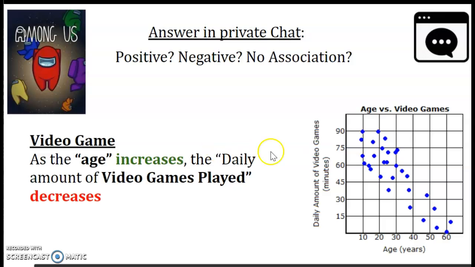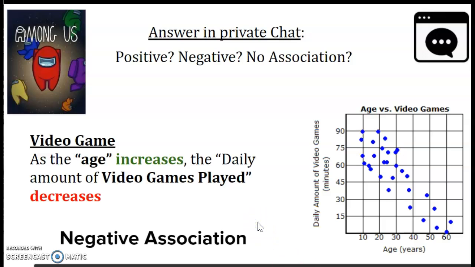What about this? This is a scatter plot of video games. As the age increases, the time playing video games decreases. When you're a teenager between 10 and 20, you play a lot of video games, but when you're in your 50s and 60s, you don't play much. That's what this trend represents. If you would draw a trend line, it's going down, or it has a negative slope. So we say that it is negative association.